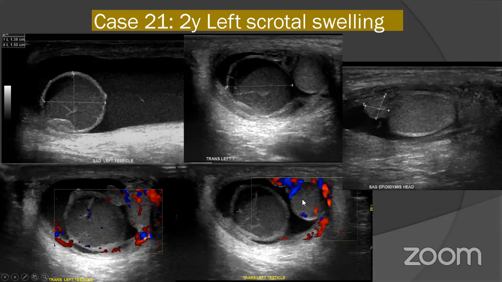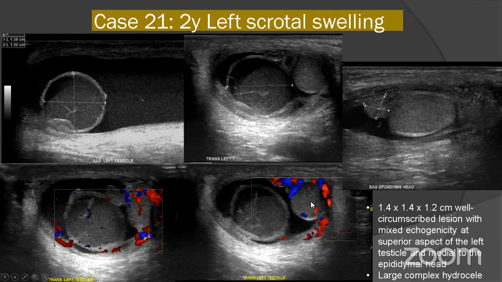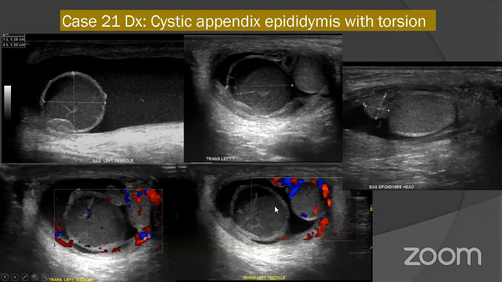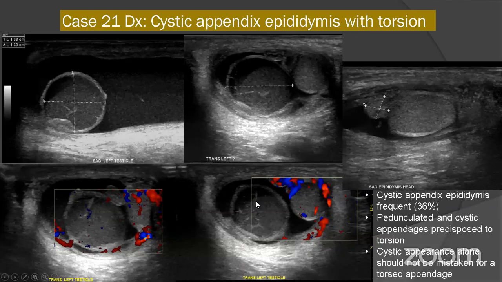And this is a very interesting case, again, of a large testicular appendage and appendage epididymis. It's a cystic appendix epididymis that has undergone torsion. Please note that cystic appendix epididymis is seen frequently in 36% of cases of epididymal appendages. And they can either be pedunculated or sessile.